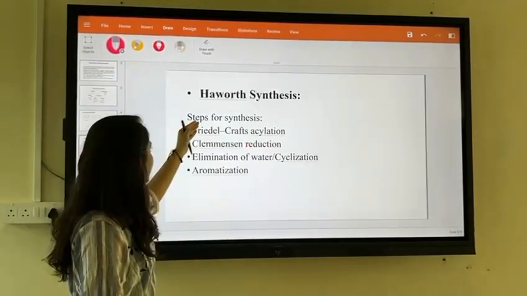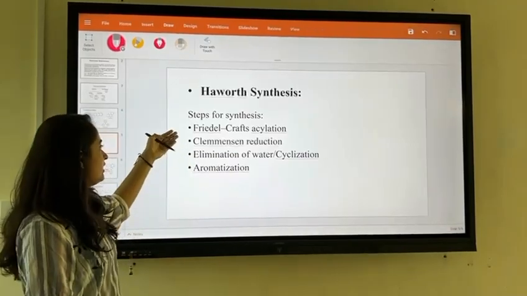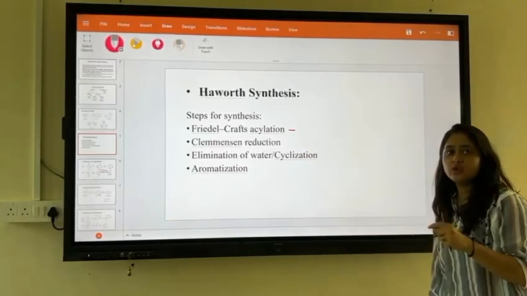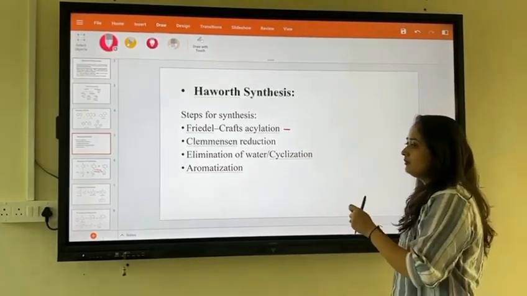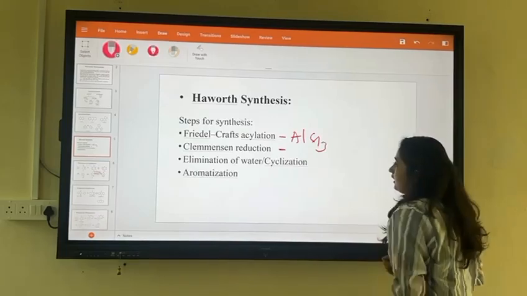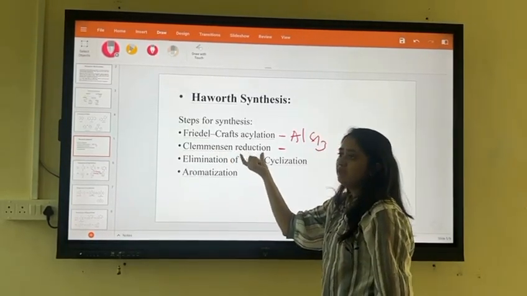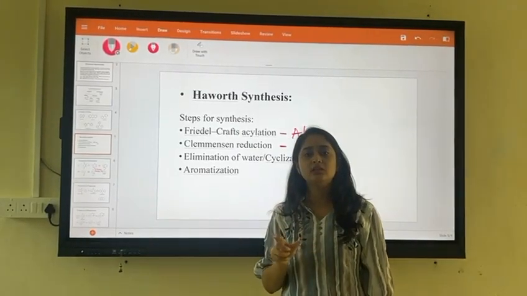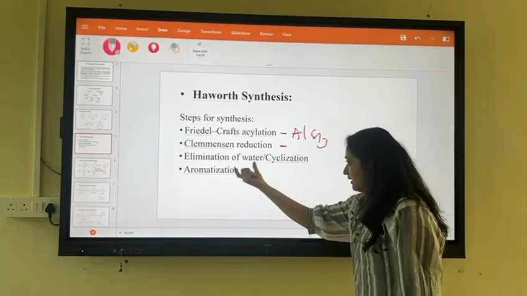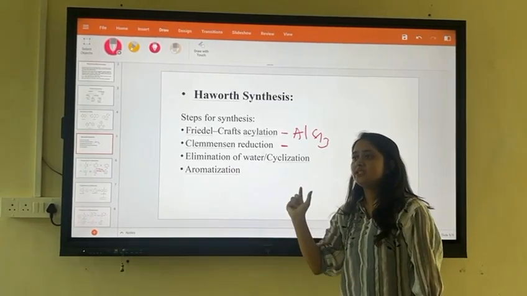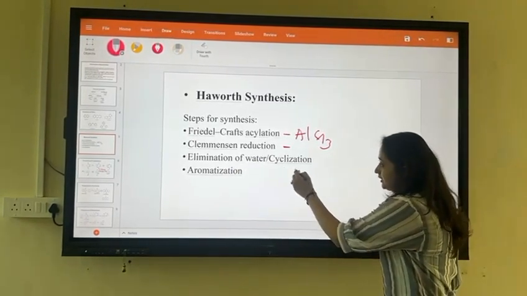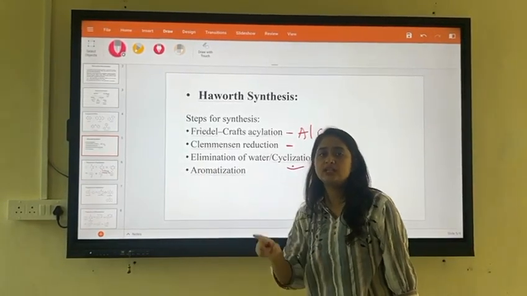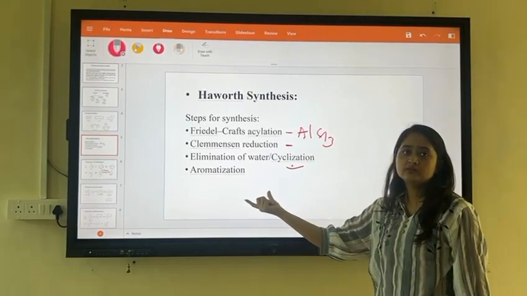Here some steps of the Haworth synthesis are listed. Step 1 is Friedel-Crafts acylation, in which acylation of an unsubstituted aromatic ring happens in the presence of aluminium chloride. The next step is Clemmensen reduction, in which the aldehyde and ketone groups are reduced in the presence of zinc amalgam. Zinc amalgam is nothing but zinc mercury. The third step is elimination of water in the presence of sulfuric acid, known as the cyclization reaction. One water molecule is eliminated and cyclization of the whole ring happens. The next step is aromatization of the cyclic rings.